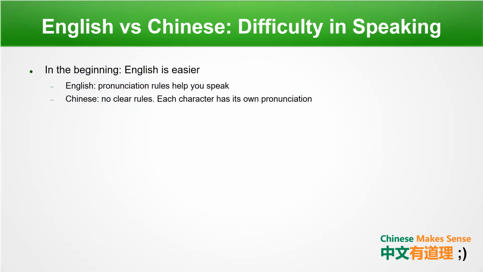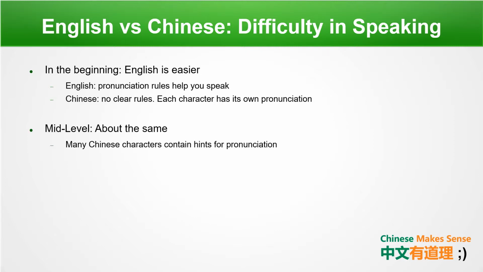Difficulty in speaking. In the beginning, English is easier because there are pronunciation rules that help you speak. But for Chinese, there are no clear rules and each character has its own pronunciation. For mid-level, they're about the same. Although it has no clear rules, many Chinese characters contain hints for pronunciation.